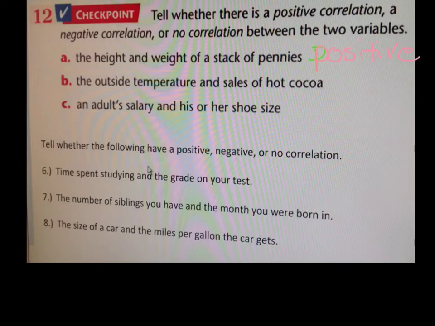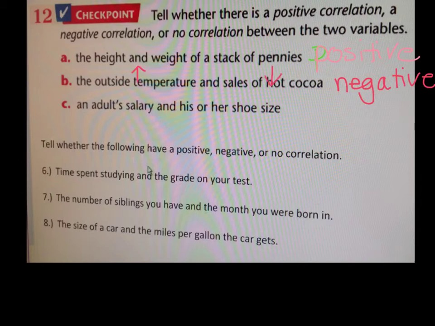Okay, let's look at the second one. It says the temperature and the sales of hot cocoa. Well, think what's going to happen as your temperature goes up. What's going to happen to your sales of hot cocoa? Well, it's going to get warm, so people aren't going to buy it. So this is a negative correlation. As the temperature goes up, the sales of hot cocoa goes down.